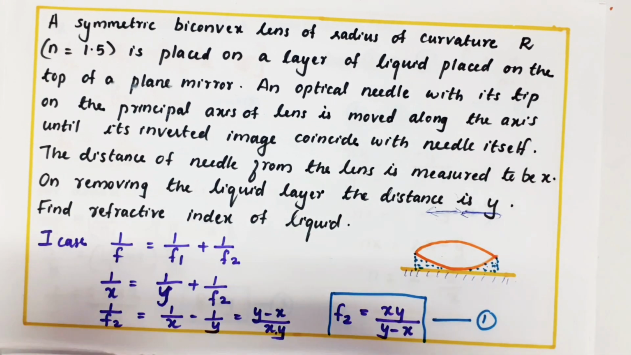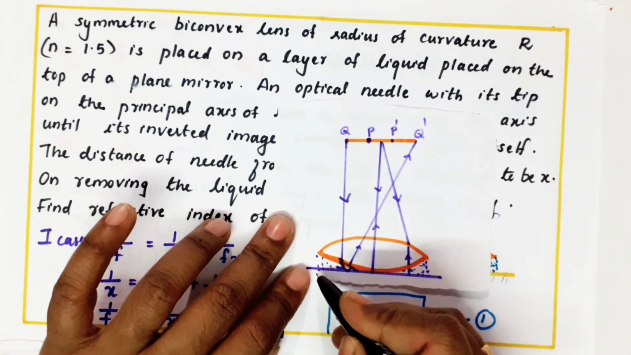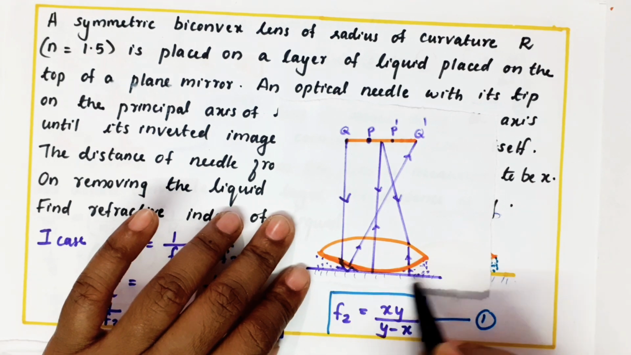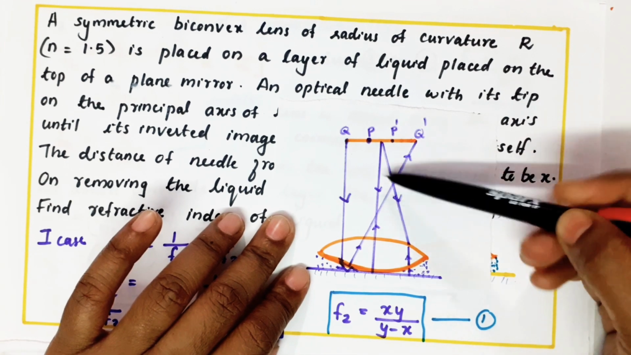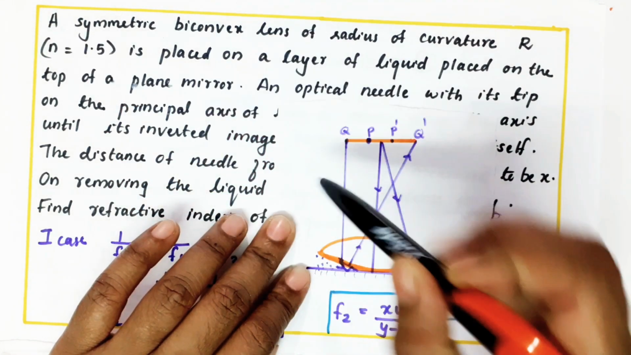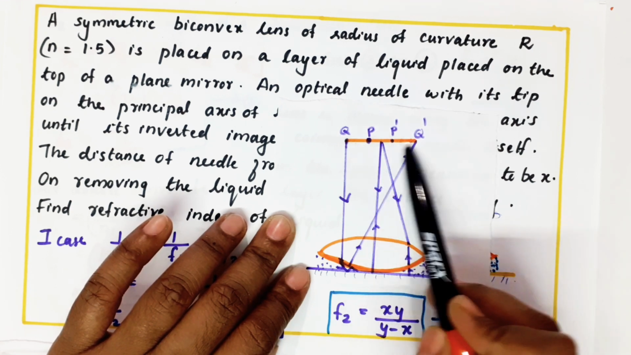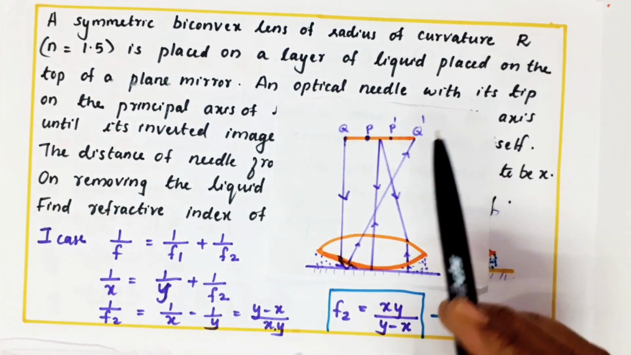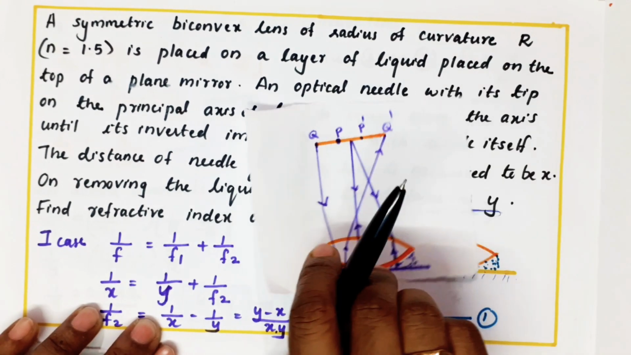I'll show another diagram. Actually, this is the diagram. This is the plane mirror down below. Above it I am keeping a convex lens, and in the middle there is a liquid. This is your needle. If you move this needle up and down, at one point I get the object and image like this. The needle and its image coincide. They told us where it coincides with the liquid and without the liquid. With the liquid they gave X, and after removing it, Y.